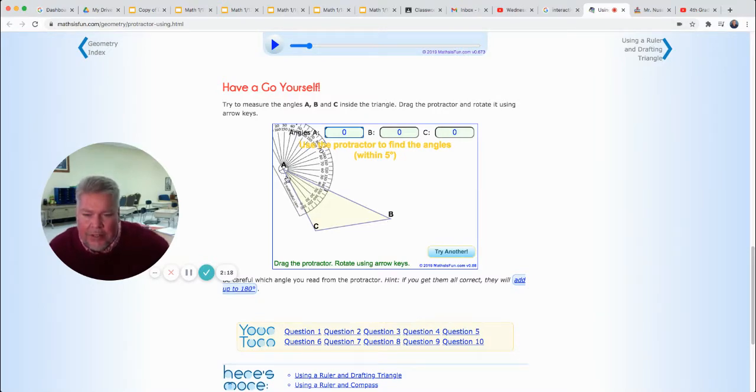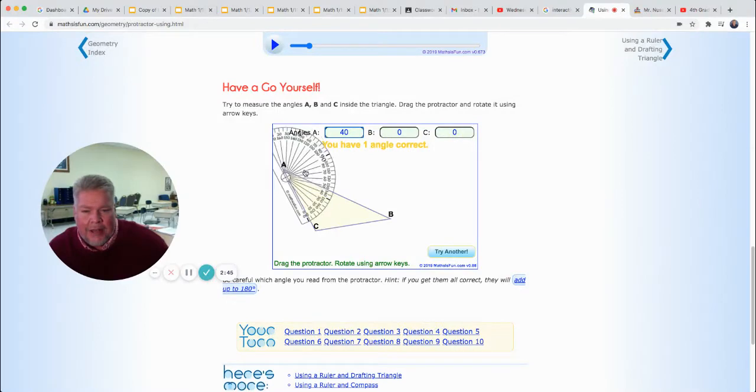Now this is an acute angle, so we know it's less than 90 degrees, so we're not looking at the big numbers on the outside. We're looking at the numbers on the inside. And if I move this just a little bit, this is just about a 40-degree angle. On this one, it just wants you to round it to what it's closest to. It'll tell you if you got it right or not. 40-degree angle. Have one angle correct.